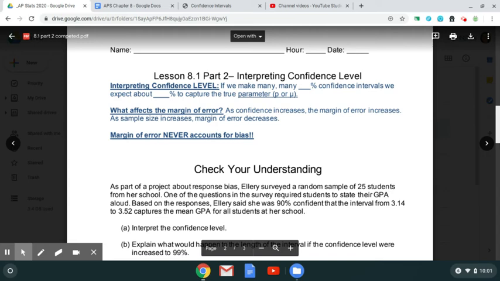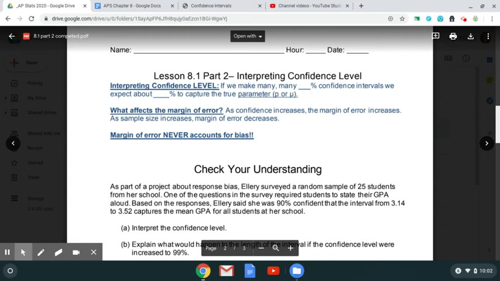Because remember, when we write a confidence interval, it's going to be your parameter plus or minus your margin of error. So if your confidence is increasing, then your margin of error has to increase. That's what makes the confidence interval wider. As the sample size increases, the margin of error decreases.